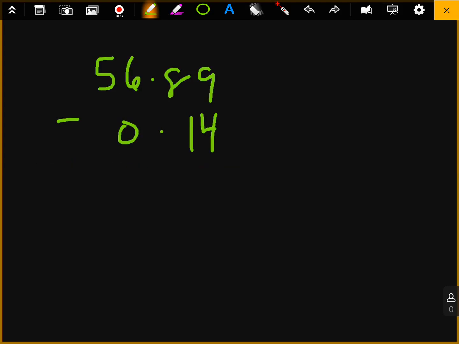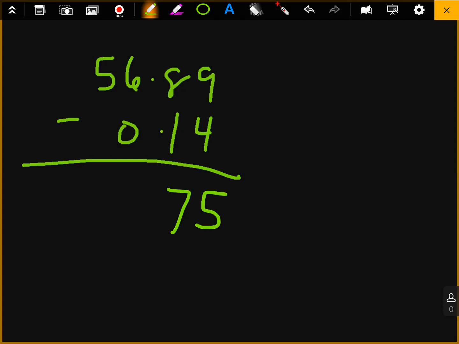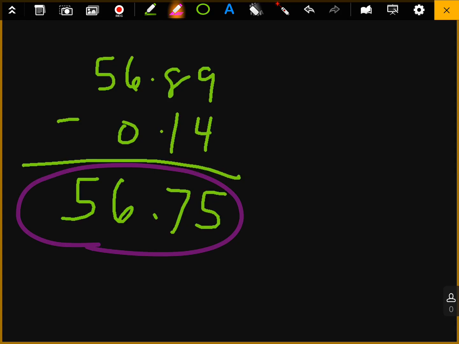Let's go ahead and do number 4. It says, which of the following differences are equal to 56.75? Select all that apply. So A gives us 56.89 minus 0.14. Okay, and we know that it has to equal 56.75. So 9 minus 4 is 5, 8 minus 1 is 7, bring down your decimal, 6 minus 0 is 6, and 5 minus 0 is 5. So A is one of our answers, because that equals 56.75.